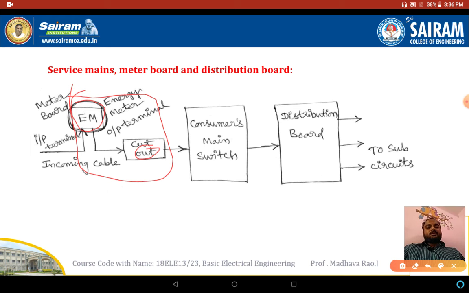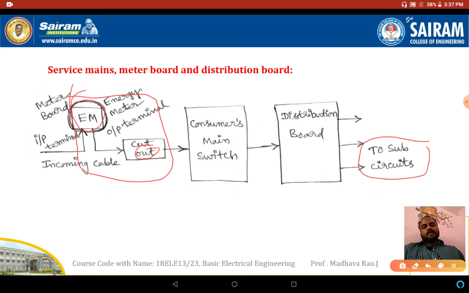So next one, distribution board. From the distribution board, the supply will go to sub circuits, like the bedroom, hall, kitchen, and corridors. So supply will go to those places. Sub circuits will have switchboards which can operate fan, tube light, lights and so on. So sub circuits will have some boards. They are individual boards, and they will be in different places, right?